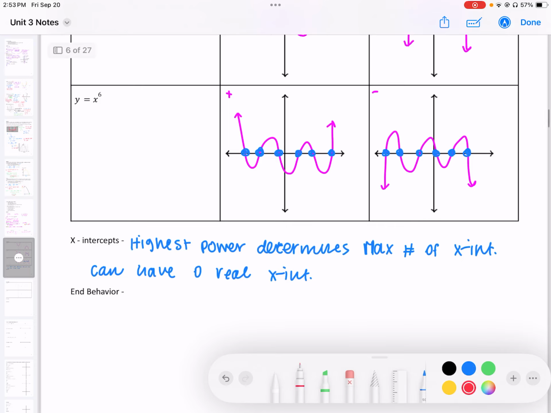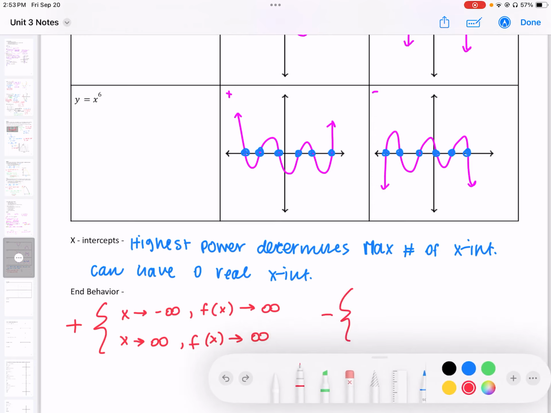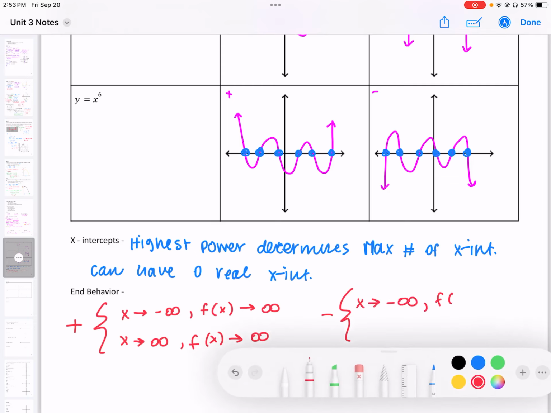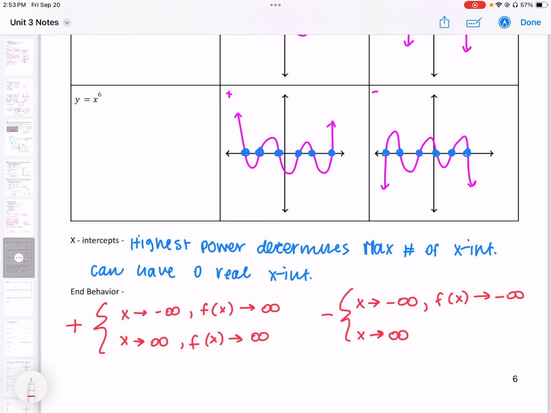That does happen. And for our end behavior, as x approaches negative infinity, this is for our positive one, y is going to approach infinity. And as x approaches infinity, f of x still approaches infinity. For our negative functions, we have as x approaches negative infinity, f of x approaches negative infinity, and as x approaches infinity, f of x still approaches negative infinity. So that's useful information to have for us.